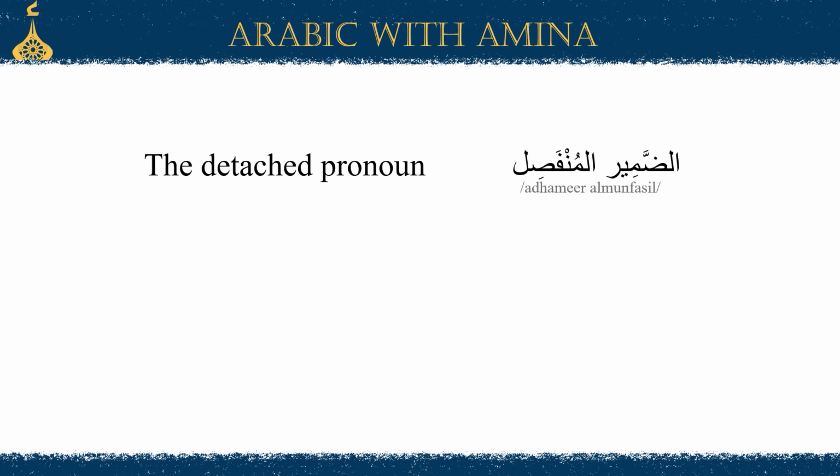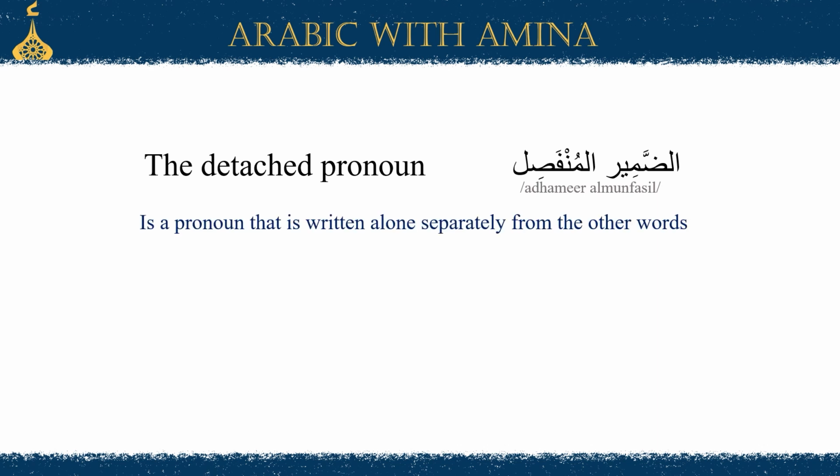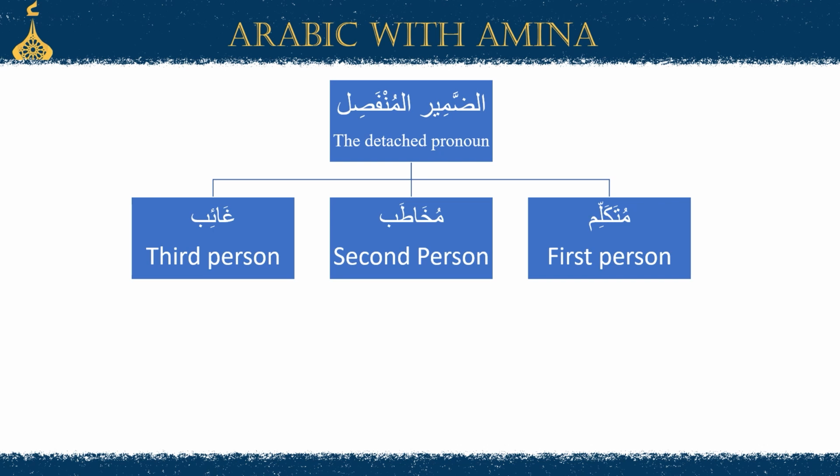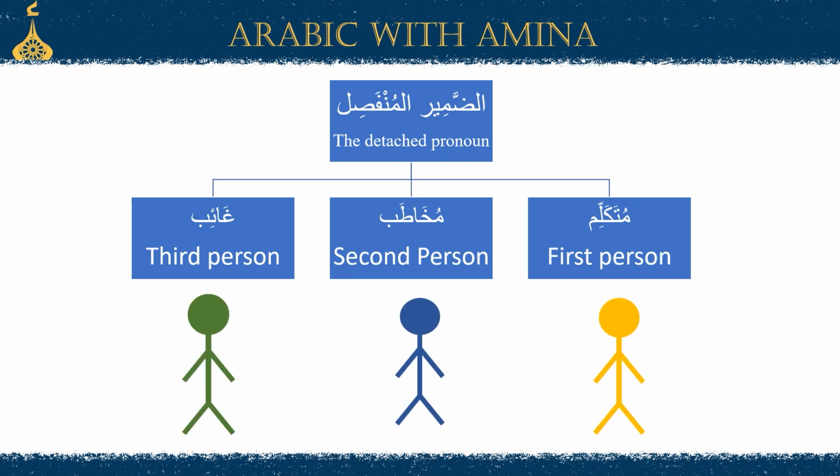So on with the detached pronouns, or in Arabic, al-dhamir al-munfasil. These pronouns are written alone, separately from other words, so they are their own words in a sentence. The detached pronoun can be first person, mutakallim, second person, mukhatab, or third person, ghaib. So what does that mean? Well, first person or mutakallim is the person who is speaking. Mukhatab or second person is the person who you are talking to or the person who is listening. Third person or ghaib is someone you're talking about but they are absent.